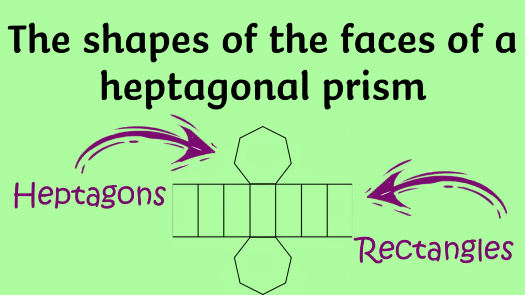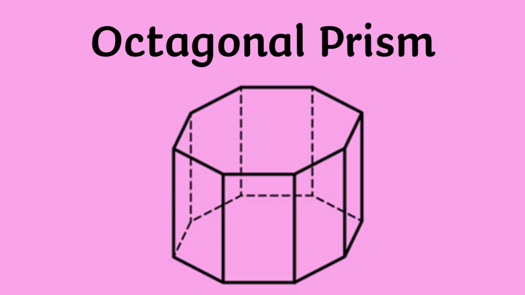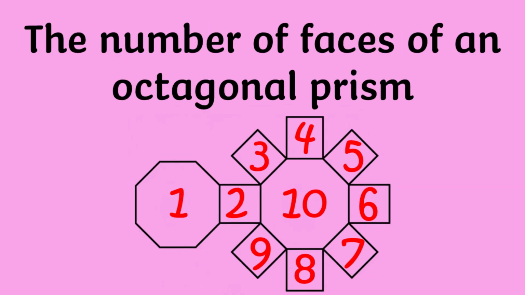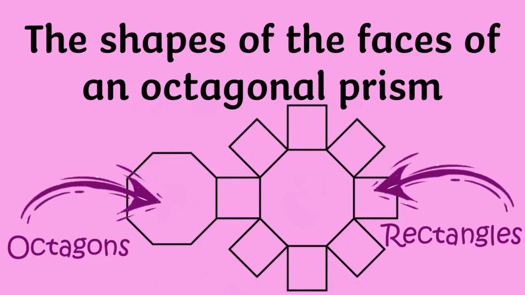Our last prism, which can be associated with an octopus. It's an octagonal prism. Imagine what a net could look like for the octagonal prism. Now, do the math in your head. What are the number of faces of an octagonal prism? Yes, it's 8 plus 2, which equals 10. And? What are the shapes of the faces? Now, it's easy. It is octagons and rectangles.